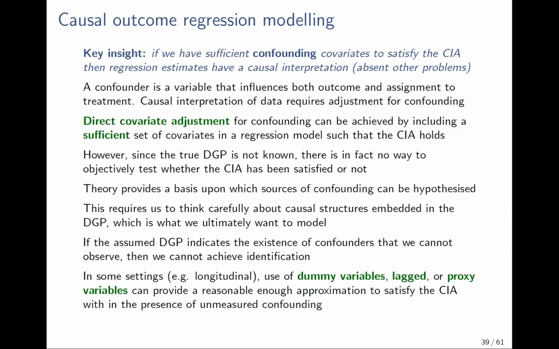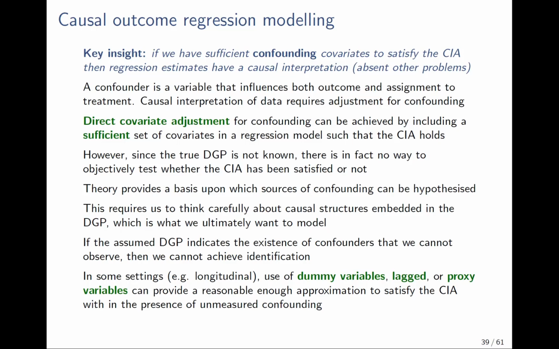So really, the only key insight that we need to learn about regression from a causal inference point of view is that we need to adjust for confounding in the model. If we have sufficient confounding variables to satisfy the conditional independence assumption, then regression estimates have a causal interpretation. That's how we do it. And remember, that's confounding covariates. The regression doesn't need to include every determinant of y. That's not the point. It only has to include the treatment that we're interested in, and enough representation by covariates to adjust for confounding. And remember, a confounder is a variable that influences both outcome and assignment to the treatment. All we need to do is adjust for that.